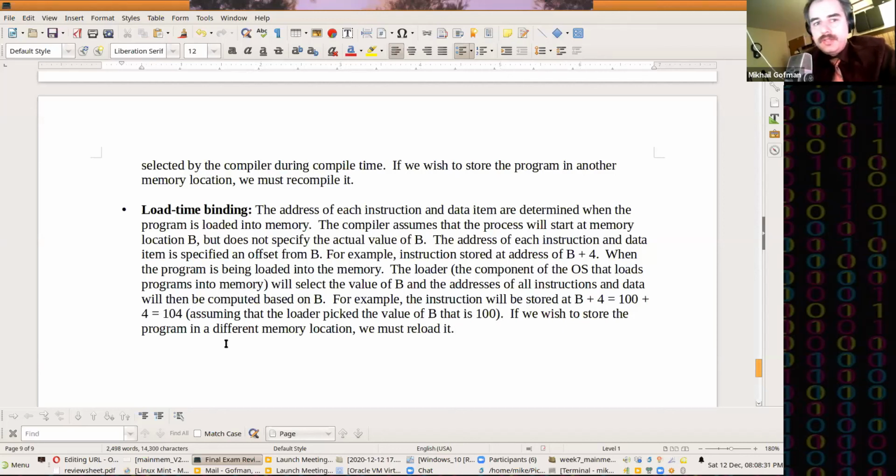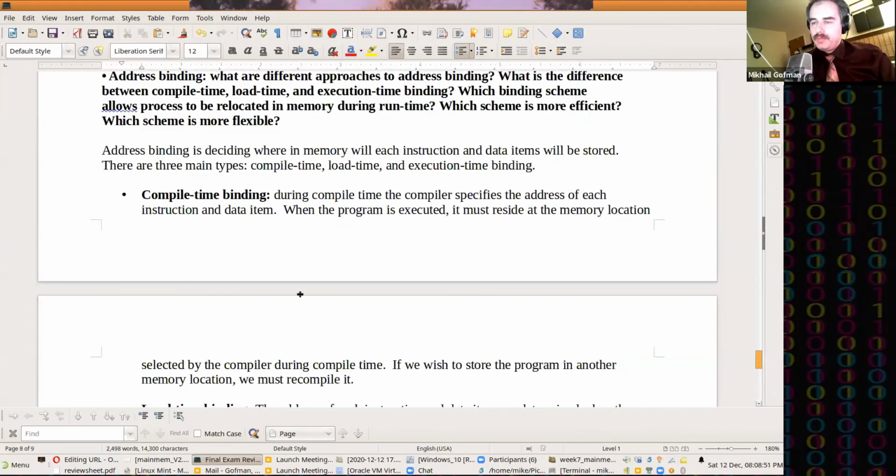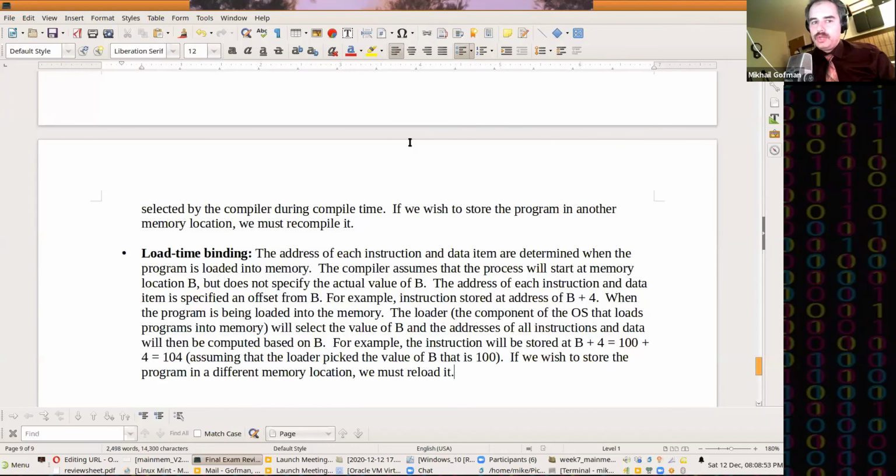So basically in this case, we just have to terminate the program and reload it. And hopefully the next time around, the loader is going to pick another base memory address where we can store the program in memory. So it's more flexible than compile time, because in compile time, the only way to change where the program is stored in memory is to recompile the program. Here, we don't have to recompile the program. We need to reload the program, okay?